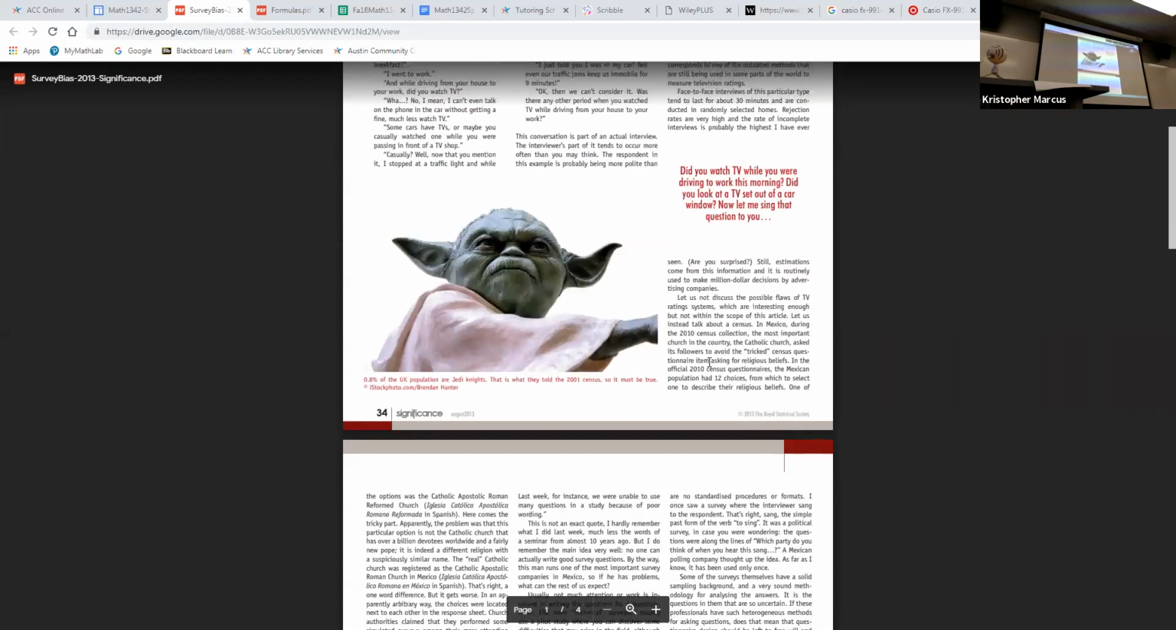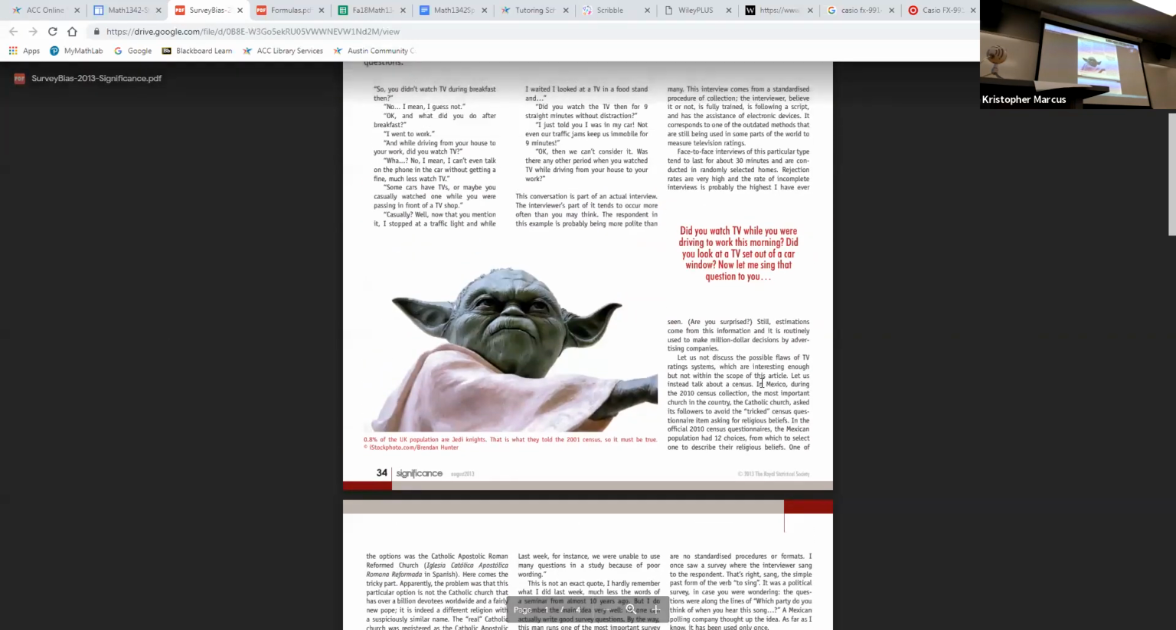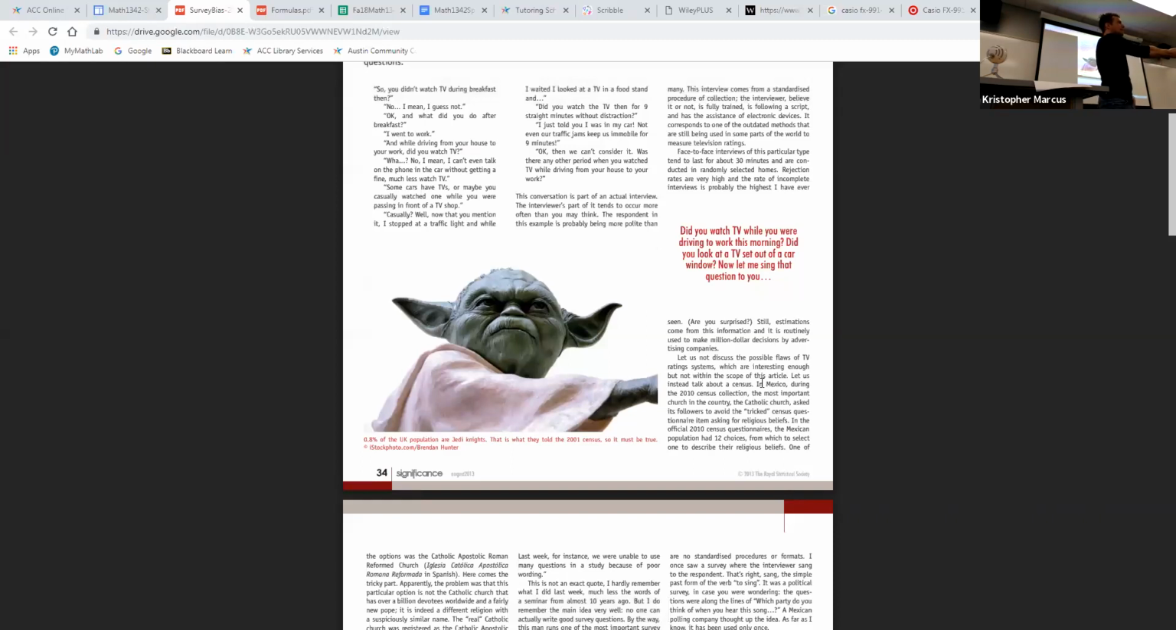In fact, in this article, it says this, they compared 2 different sentences. Did you watch TV while you were driving to work this morning? Or did you look at a TV set out of a car window? Those are 2 very different questions. None of us probably want to admit to watching television while we were driving to work. But if we happen to glance over and see television outside or in somebody else's car, like the kids are playing on a tablet or watching a movie, we might have seen something outside of our car windows. So yeah, any type of wording can change things.